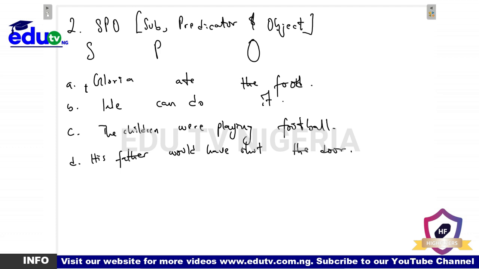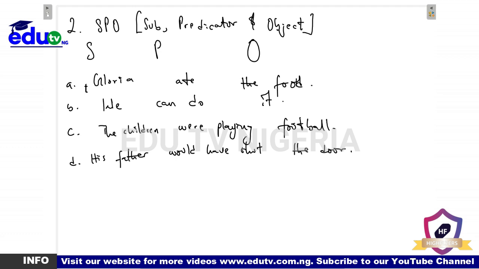And then we have the objects too. The food is the object of the first sentence. It is the object of the second sentence. Football is the object of the third sentence. And then the door is the object of the last sentence. Do we understand that? So it's as simple as that.